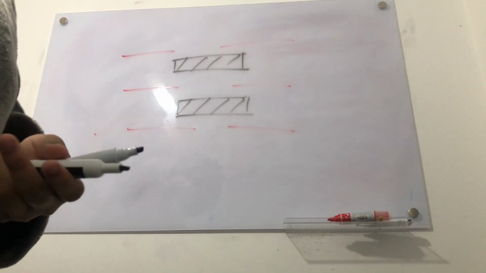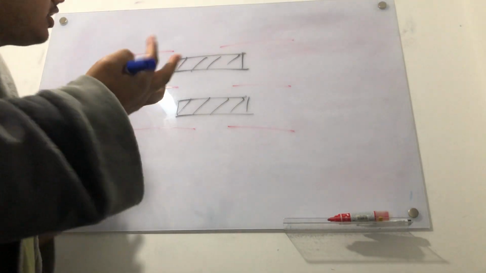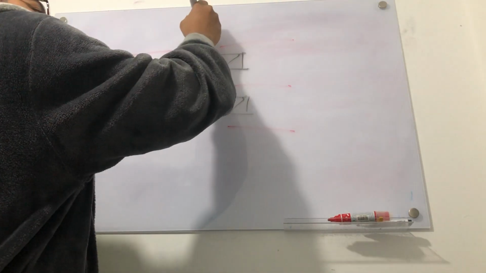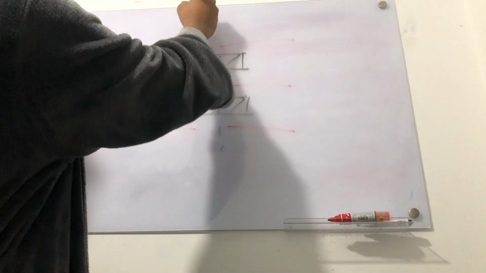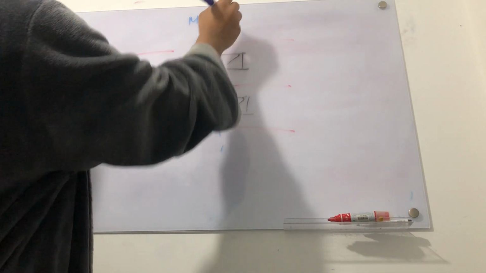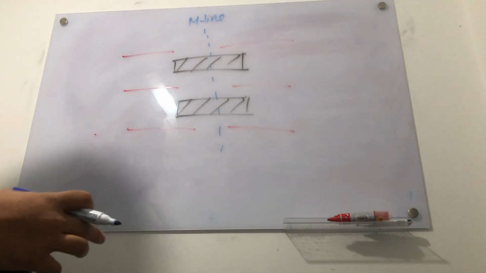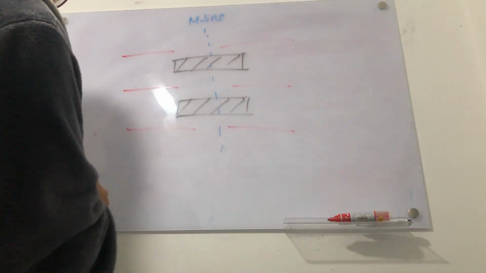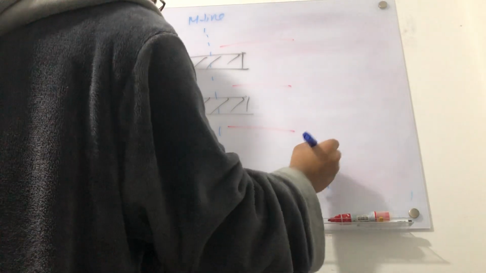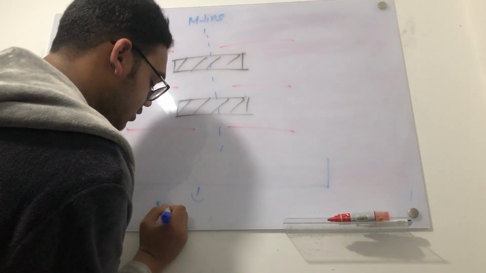And let's start labeling it. So let's start with the obvious ones. The line in the middle is called the M line. It's self-explanatory, it's in the middle. I'd also like to mention that this whole thing, we call this a sarcomere.